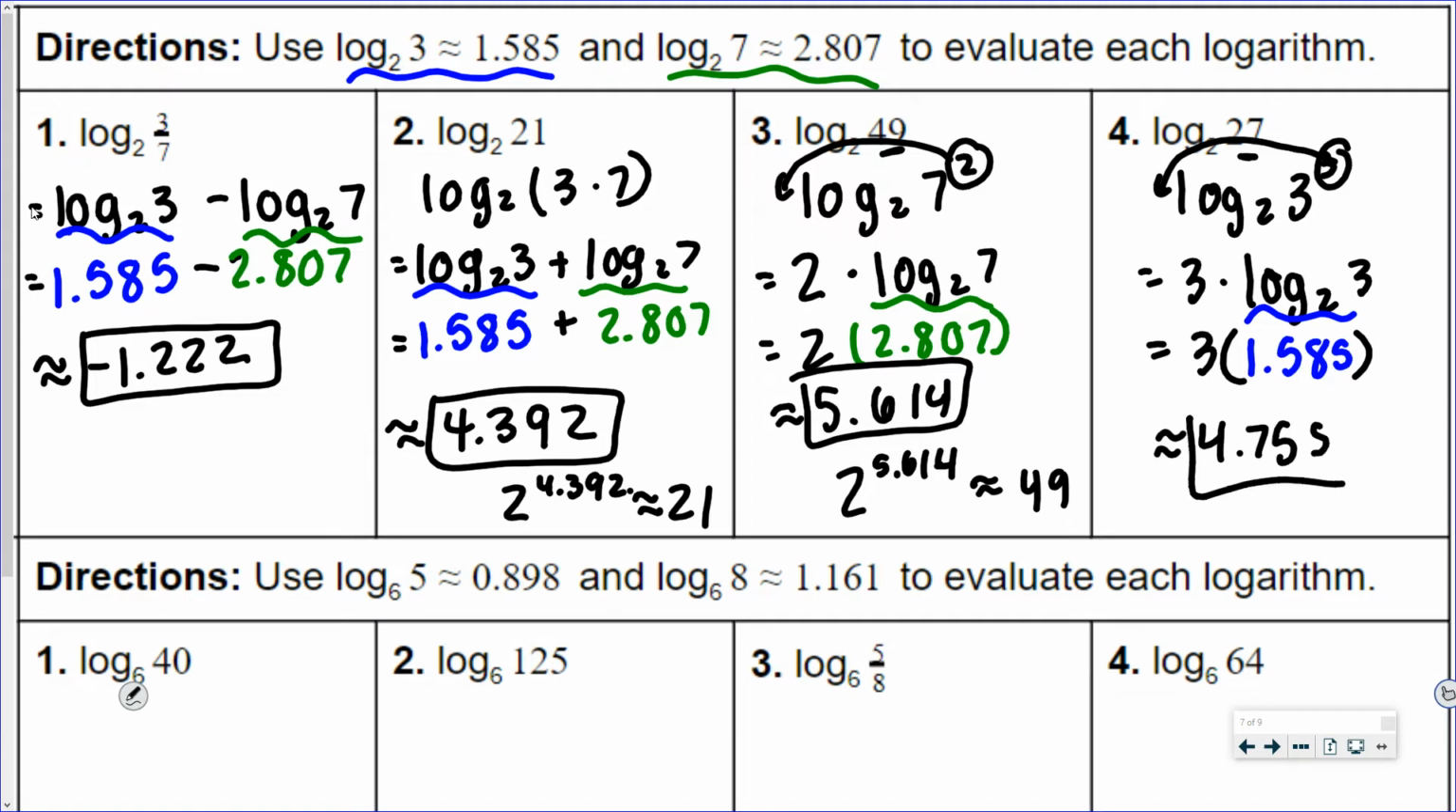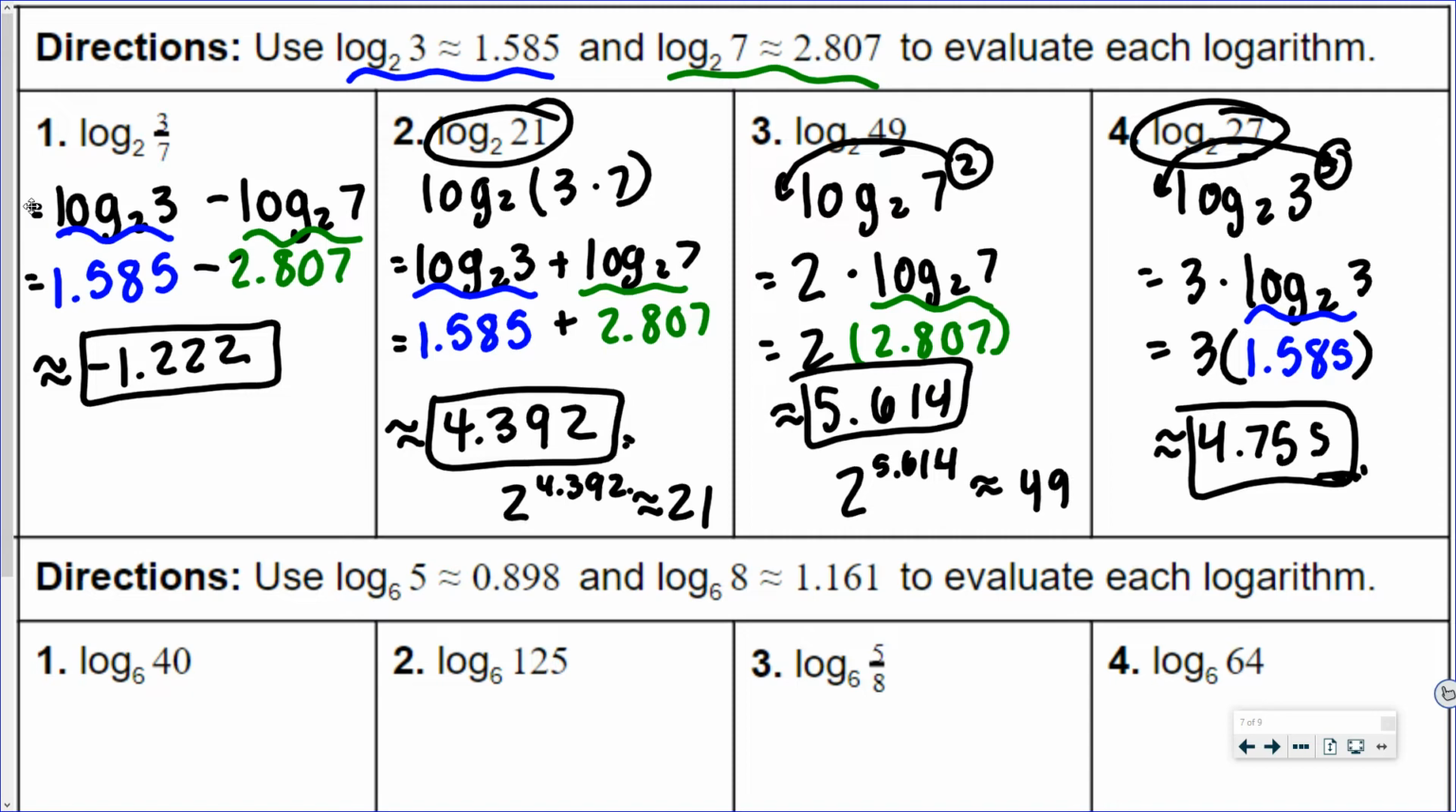4.755. And if I compare this, because this is log base 2 of 27, this is log base 2 of 21, if I compare it to my answer, it makes sense that that power would be a little bit bigger than what we got here. 2 to what power gives me 27? Obviously a little bit bigger than 2 to what power gives me 21. Logarithms evaluate exponents, they're numbers.